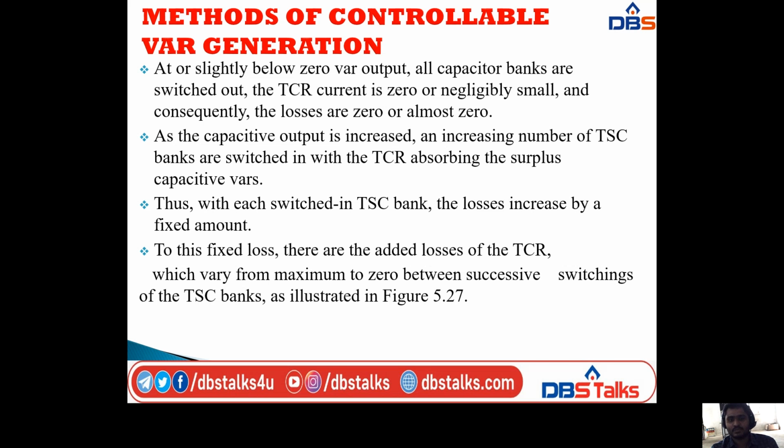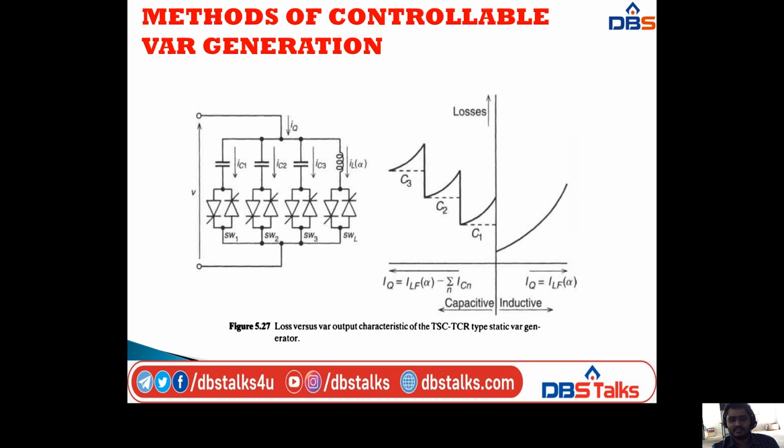And next, as the capacitor output is increasing, an increasing number of TSC banks are switched in with the TCR absorbing the surplus capacitor VARs. So with each switched in TSC bank, the loss is increased by a fixed amount. To this fixed loss, there are added losses for the TCR, which vary in value from maximum to zero between successive switchings of the TSC bank. That is already illustrated in this diagram.